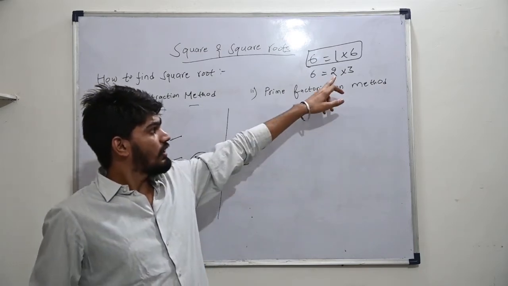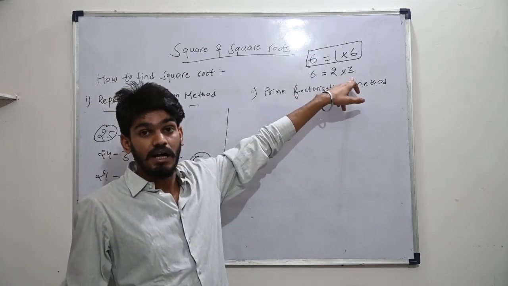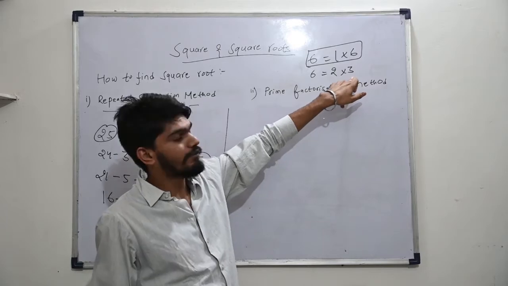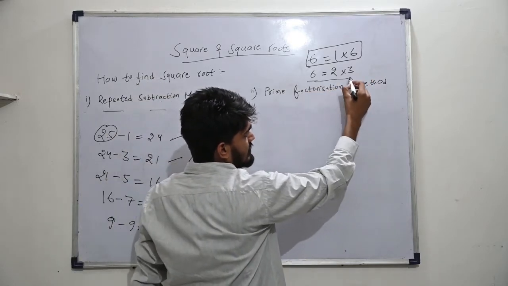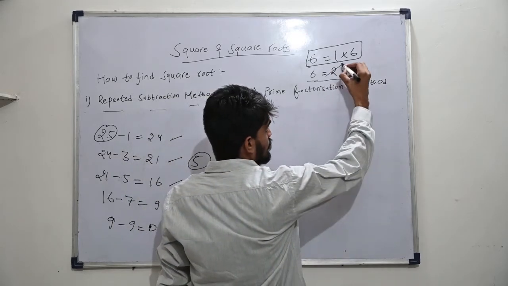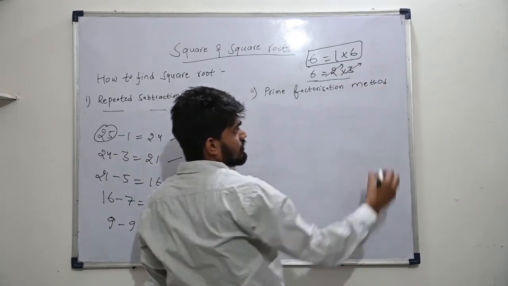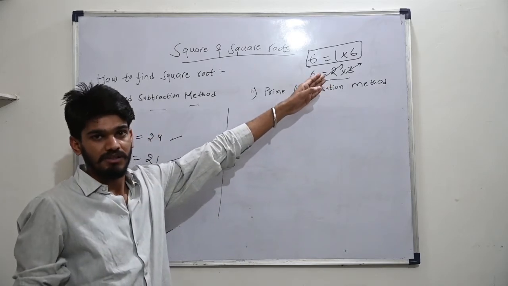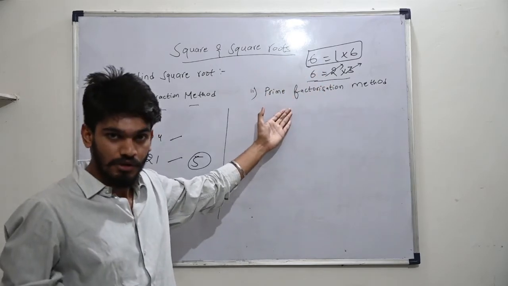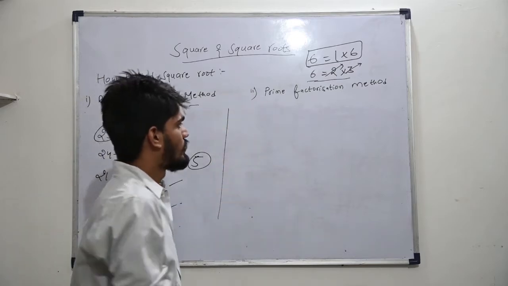So if all the factors here are prime numbers, then it will be known as prime factorization. In this example, when I am writing 6 is equal to 2 into 3, 2 is a prime number, 3 is also a prime number. So that will be known as the prime factorization method. That same method we are going to use to find the square root of a given number.